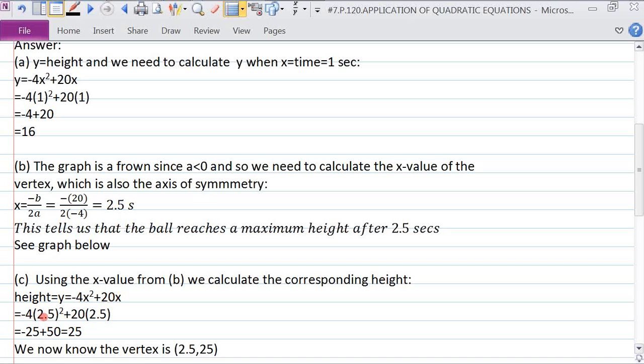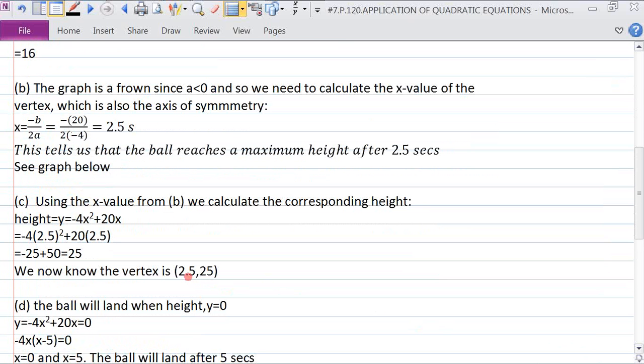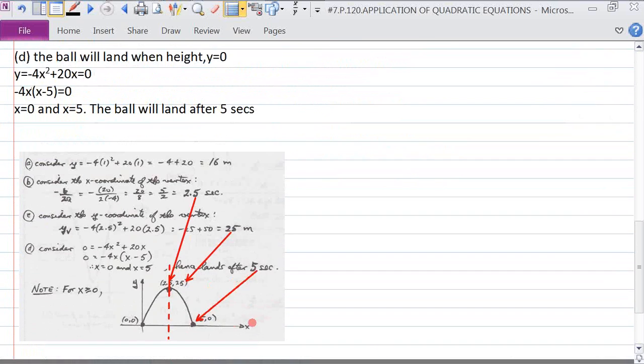So minus 4 times 2.5 squared plus 20 times 2.5. 2.5 times 2.5 is 6.25, and we multiply it by minus 4, we get minus 25. So this first term becomes minus 25, and 20 times 2.5 becomes 50. So minus 25 plus 50 equals 25. So we now know the vertex is 2.5, which is the time at which it reaches the maximum height, and 25 is the height of the ball at this time. So if you look over here in the graph, which is in the actual page, you can see that at 2.5 seconds, the height is 25. So the maximum height is reached along the axis of symmetry.